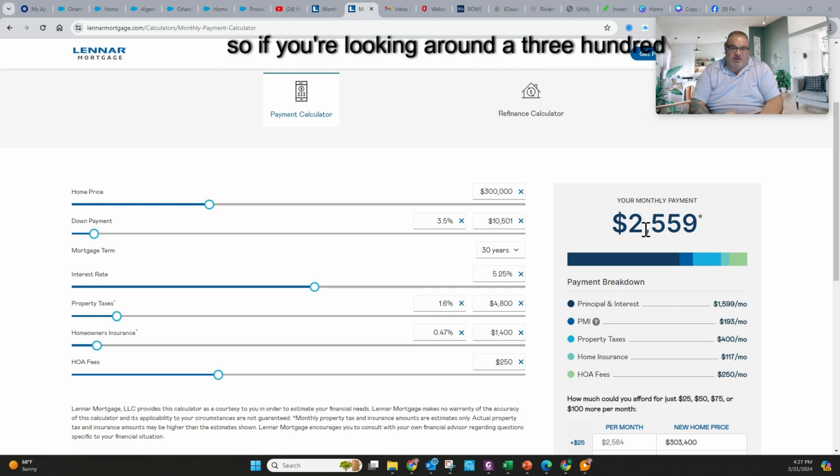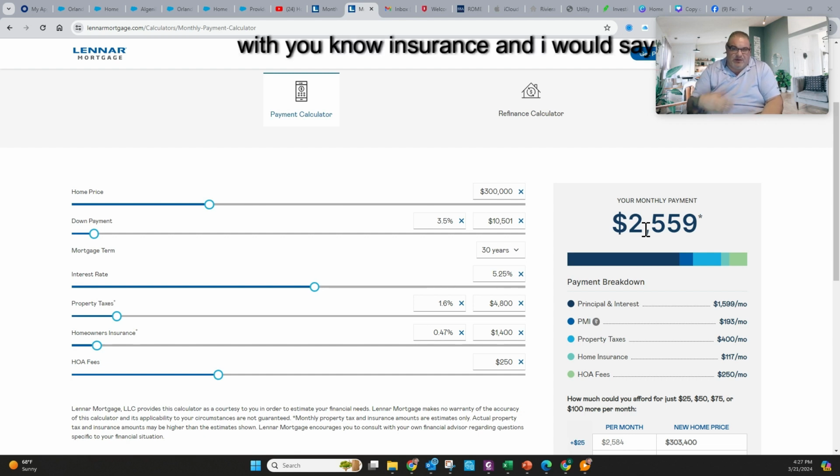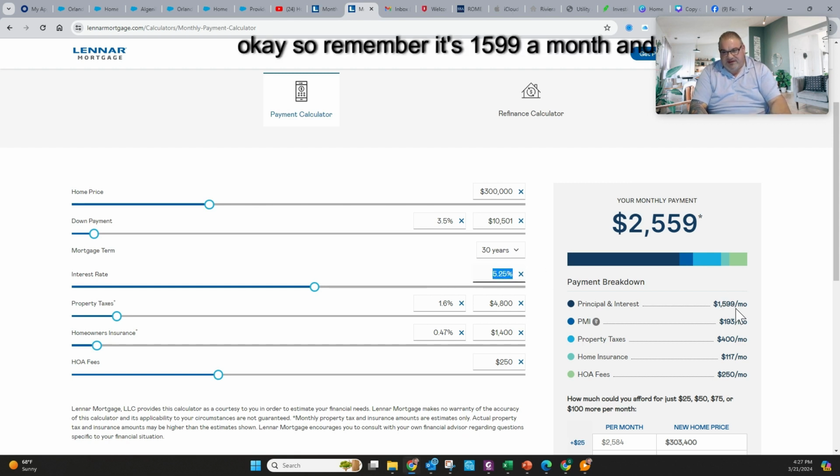So if you're looking around a $300,000 home in a community that has an HOA and a CDD with insurance, and I would say this would be a little more of a new home, you'd be looking right around $2,500 to $2,600 a month. Okay, so let's just say, hey George, what if that was 5%? Remember, it's $1,599 a month, and let's say you got a pretty good interest rate.